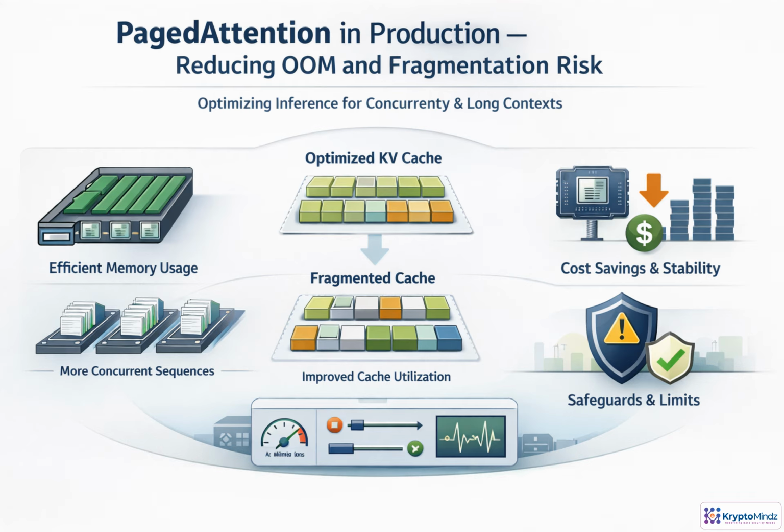Without paging, a set of concurrent long prompts might trigger KV cache out-of-memory errors, even when some GPU memory is technically unused. With paging, cache blocks can be reused and packed more efficiently, so fragmentation drops and concurrency improves on the same GPU. OOMs may fall from several per hour to near zero, while the maximum number of active sequences increases. This still requires operational discipline. Context limits, admission control, and monitoring are needed to protect latency and cost.